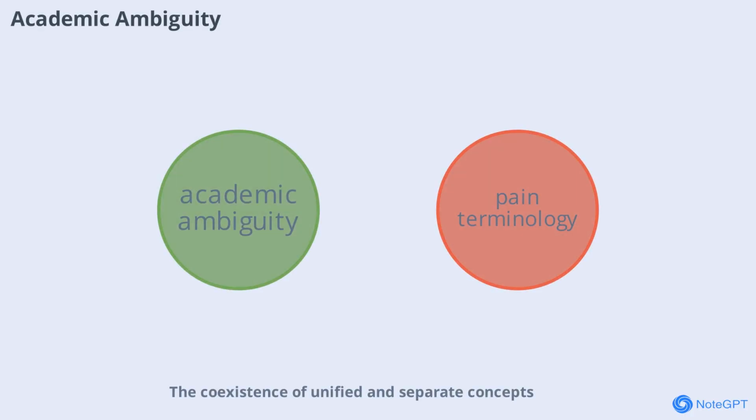Coexistence of unified and separate concepts of neuropathic pain has led to academic ambiguity. Before 2017, the term neuropathic pain often included what we now call nociplastic pain. After 2017, the definitions diverged, but many studies still use the terms inconsistently. This makes it difficult to compare research findings or develop clear clinical guidelines. The confusion is compounded by the use of different diagnostic criteria across studies.